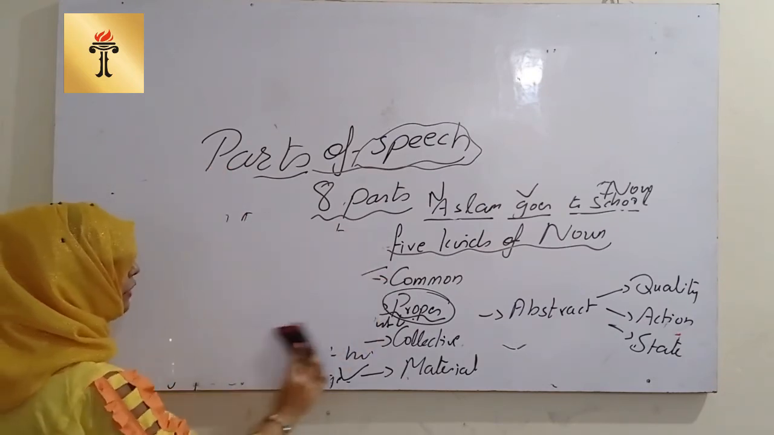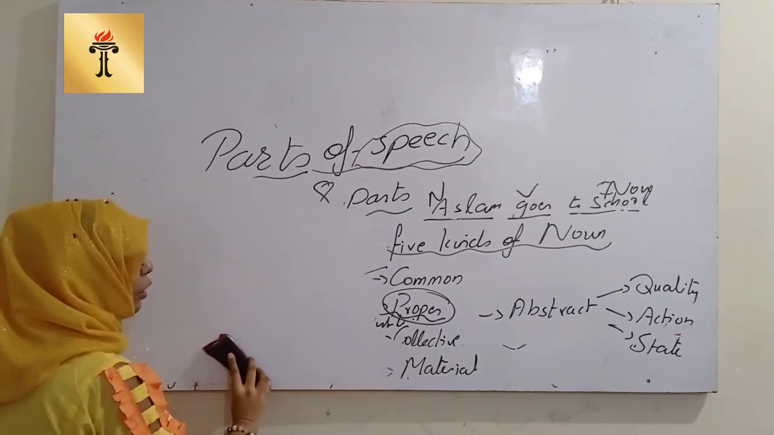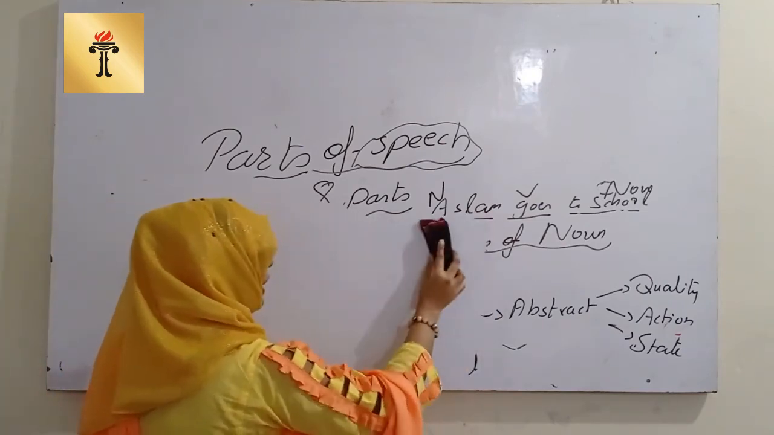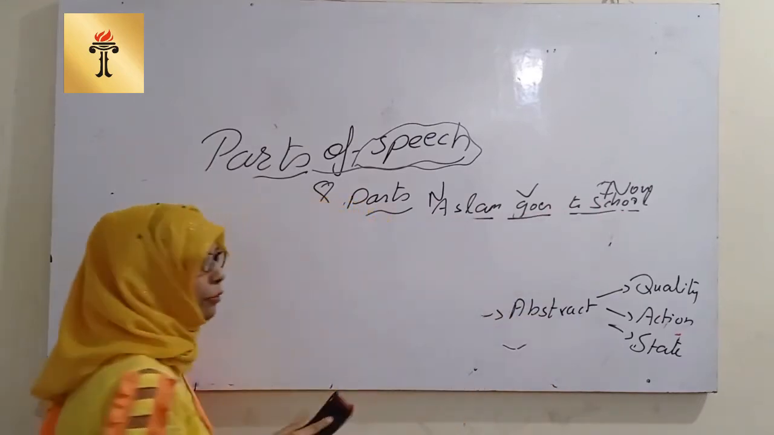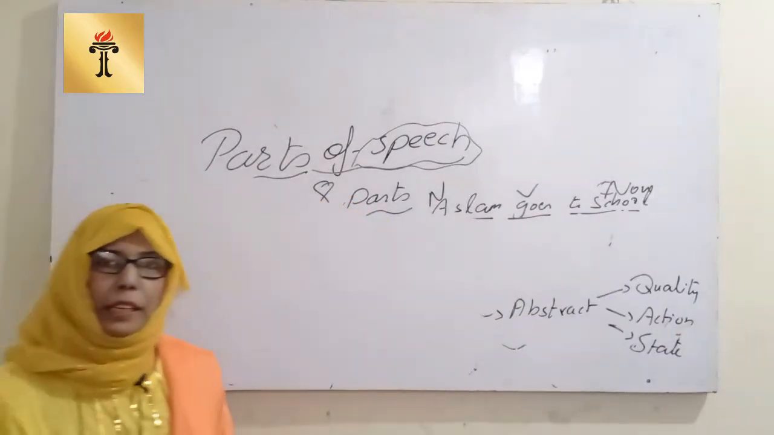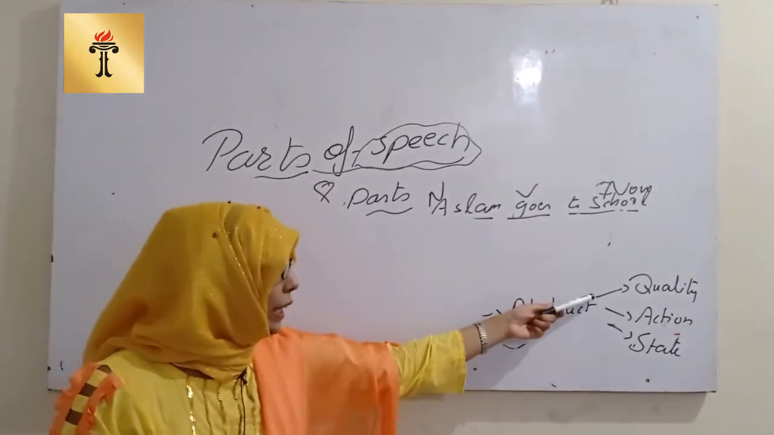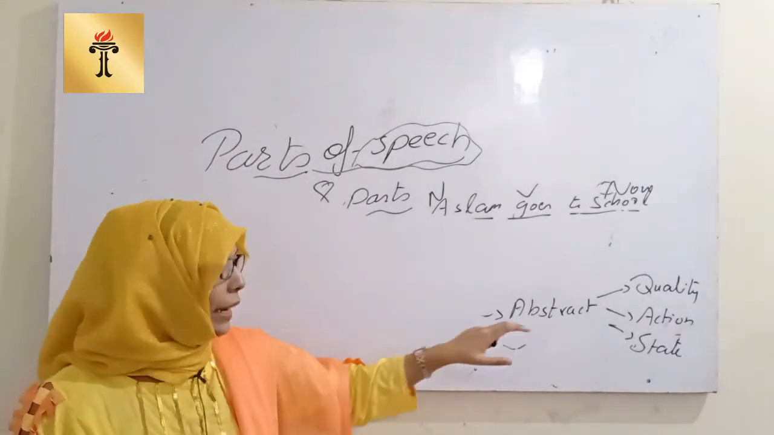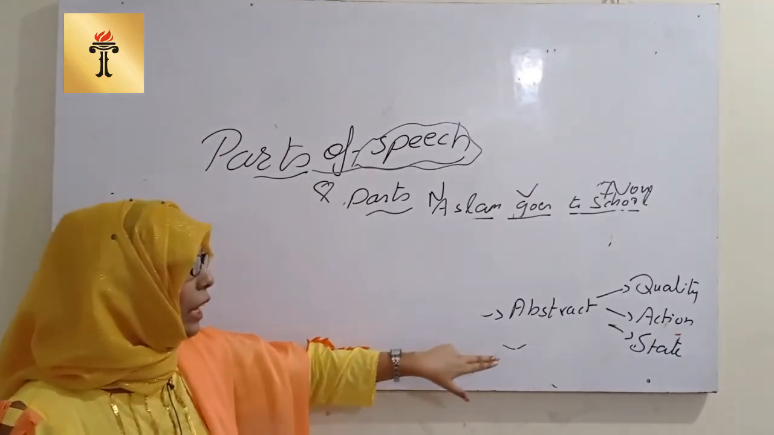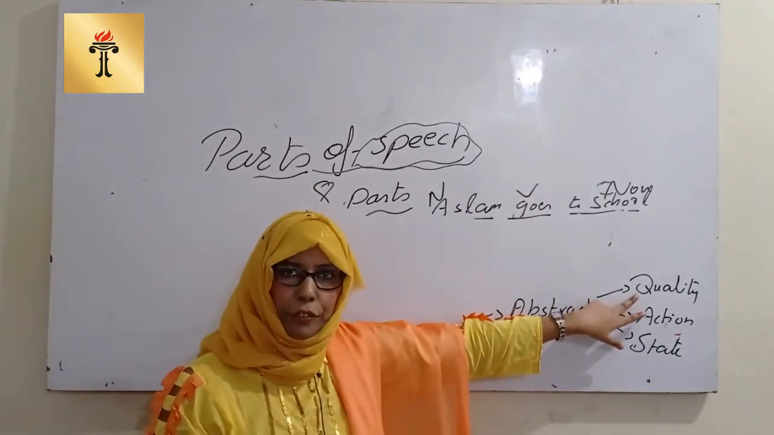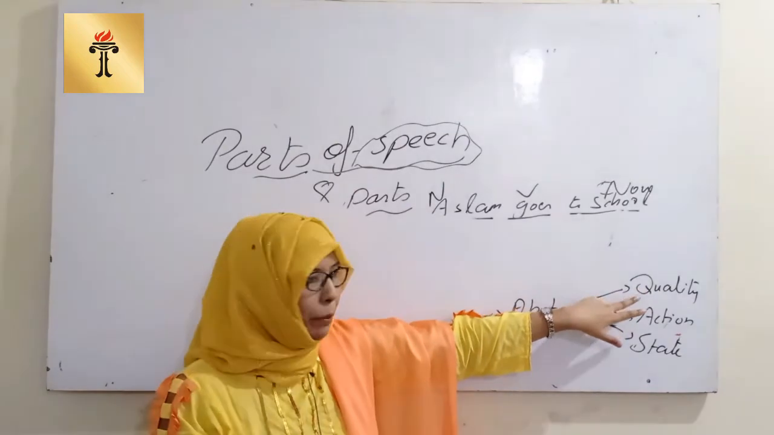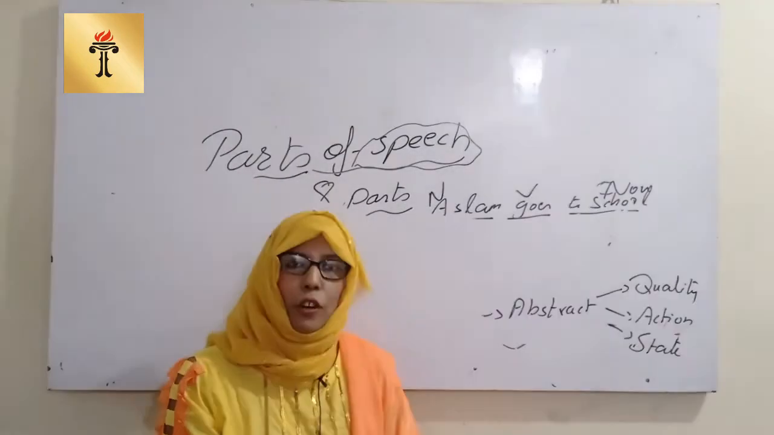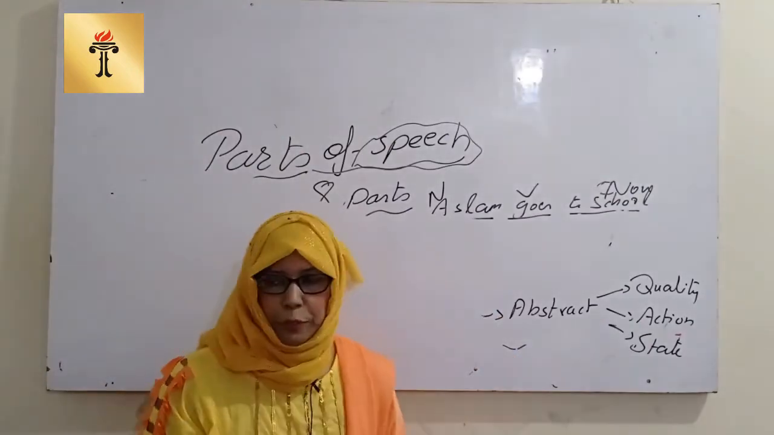Now we are going to discuss another important type of noun, which is very significant in the discussion of the noun: abstract noun. Abstract noun deals with the quality, action or state. Again I am repeating that abstract noun deals with the quality of any person, place or thing, the action of any person, the state of anything.